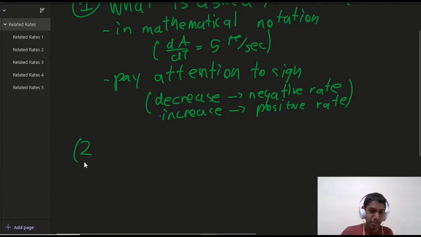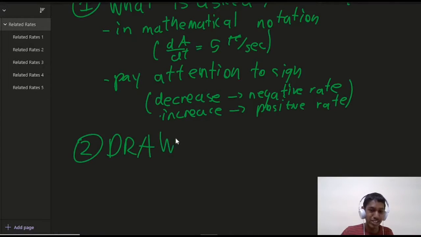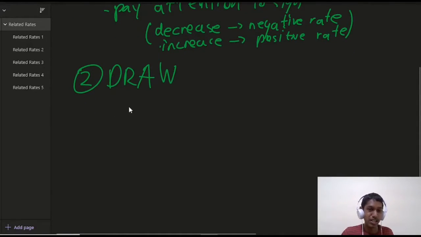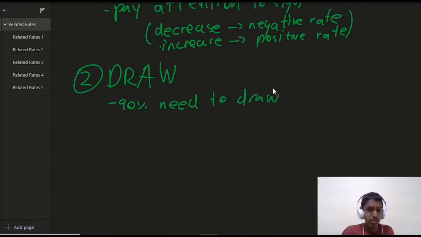Okay, next step, you want to draw. This is very important. If you don't draw, your mind won't work properly to solve the problem. And we will go over a lot of different types of drawings. Some problems may require more drawing than others. Some problems may not even require you to draw at all, but you will 90% of the time need to draw. So make sure you do that.